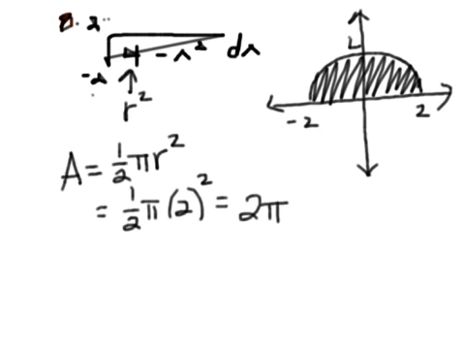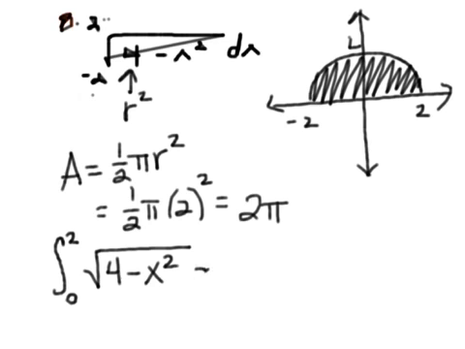That's very important. But if there was a change and I decided I only wanted to look at 0 to 2 of the same graph, well, I wouldn't start at negative 2 right here. What I would do is start at 0 right here. So I'd start at 0 instead of negative 2, and that's half of the semicircle, so its area would be pi.